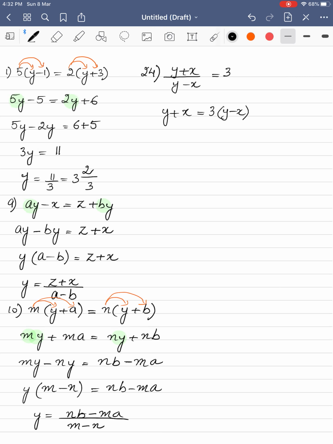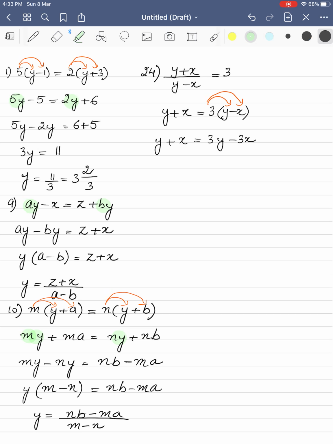So when I moved the expression from the denominator, I moved the entire expression to the numerator. That's why it's very important for us to understand that the whole expression in the denominator was initially in a bracket, which is in fact invisible. Now we can open the bracket on the right hand side, and we have y plus x on the left hand side and 3y minus 3x on the right hand side.